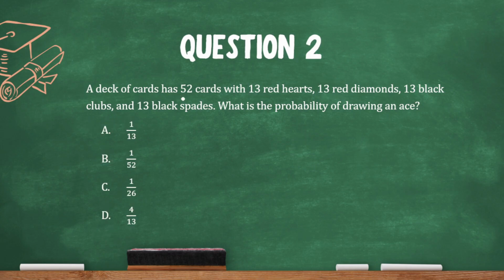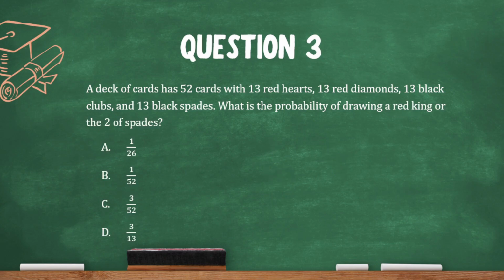Number 2, we have that same standard deck of cards, and this time they're asking what is the probability of drawing an ace? Okay, how many aces are there in a deck of cards? Right, 4. And we're still drawing from that whole deck. So we have 52 possibilities when we draw. And when we reduce that fraction, that'll be 1/13. So A is our answer.